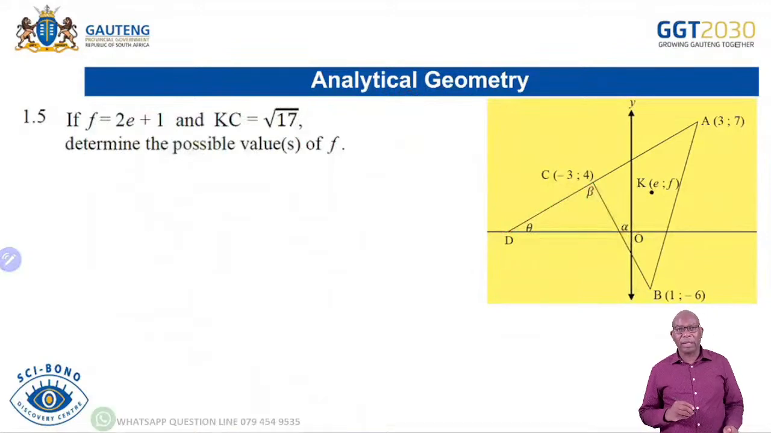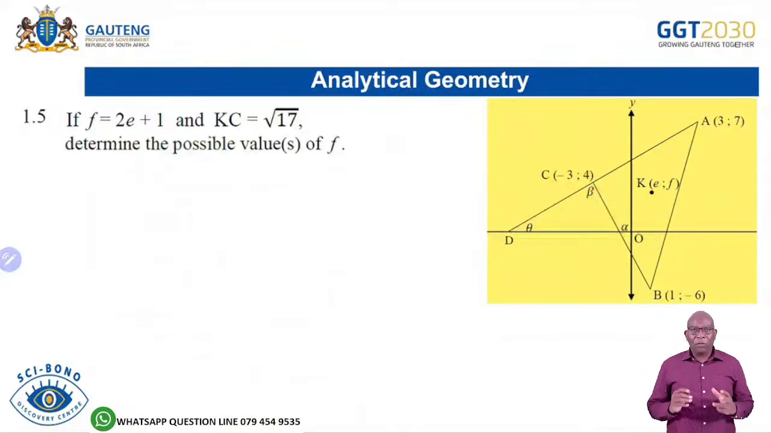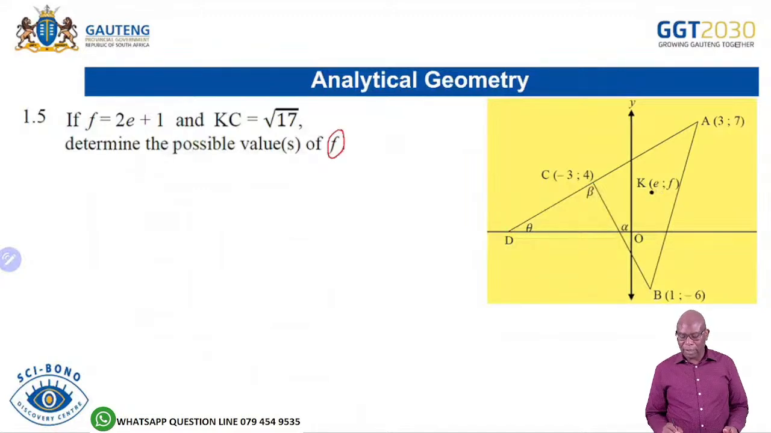Another tricky question here. But if you then focus and read the question, you will be able to understand. First, read the question and understand what they want. Here they want the possible values of f. So you are given the e and the f. But it is given that f is 2e plus 1. So what should I do? I need to then come here and then change the f to be 2e plus 1. So in other words, my coordinates are e and 2e plus 1.